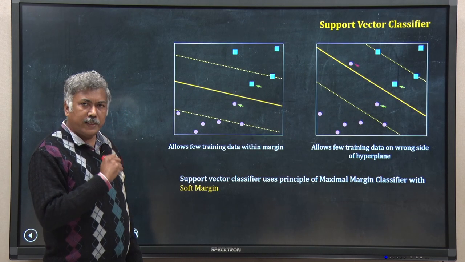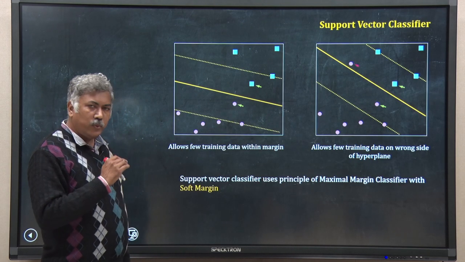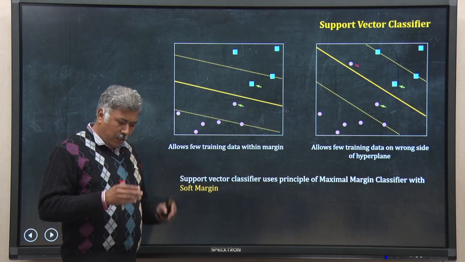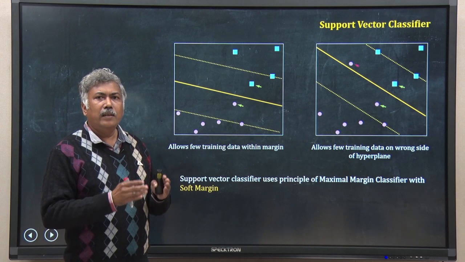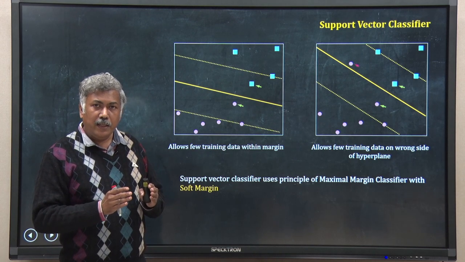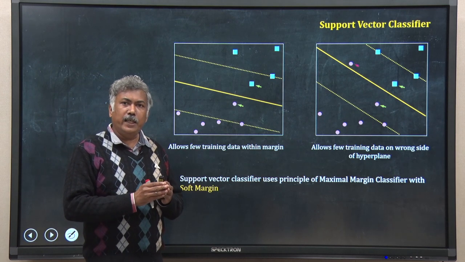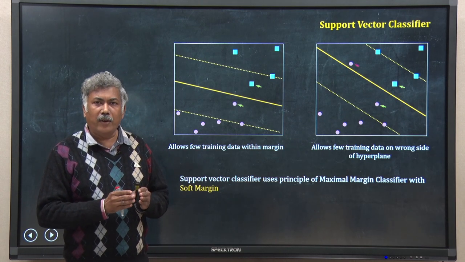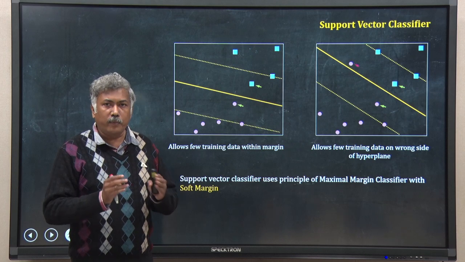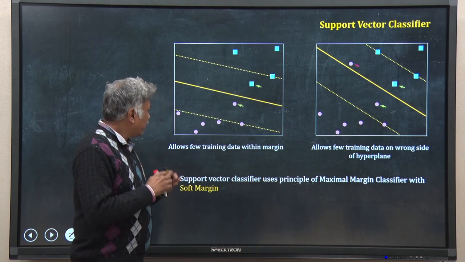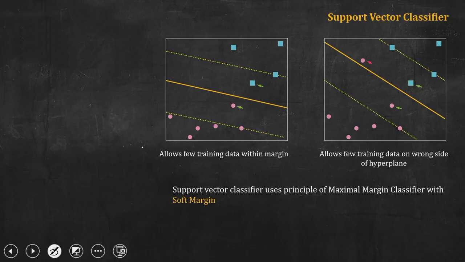Here I have given two examples, and these two examples are coming from a new type of classifier which will use this maximal margin classifier principle, but with a modification. The modification is that it does not use a hard margin, but it uses a soft margin. Let me explain what is soft margin. So check the first one.